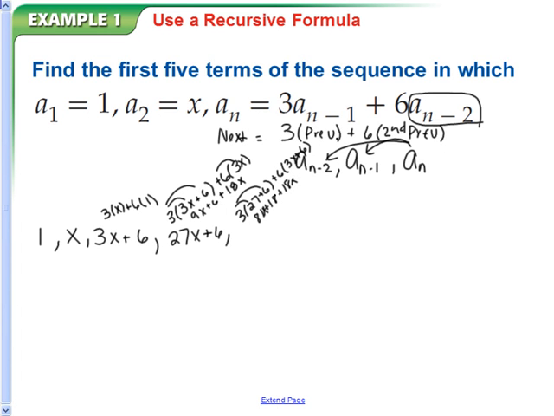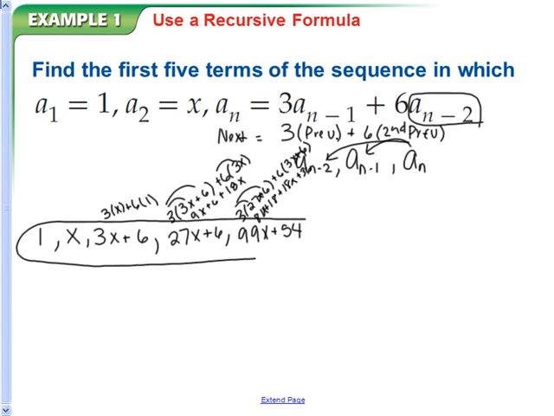Oh, I forgot the x somewhere. Where'd the x go? Right there. And then plus 36. This is getting all crammed together. So 81 plus 18 is 99x. And then 18 plus 36 is plus 54. So this could also work with expressions.